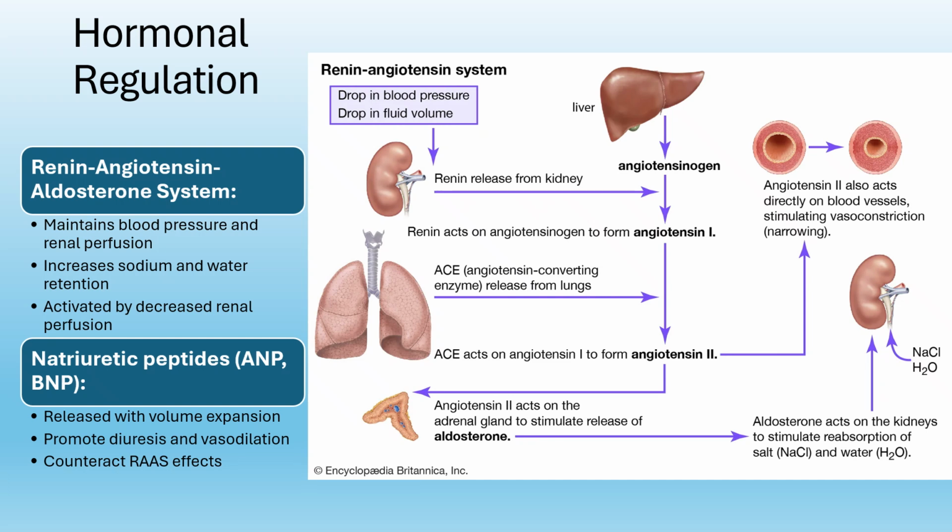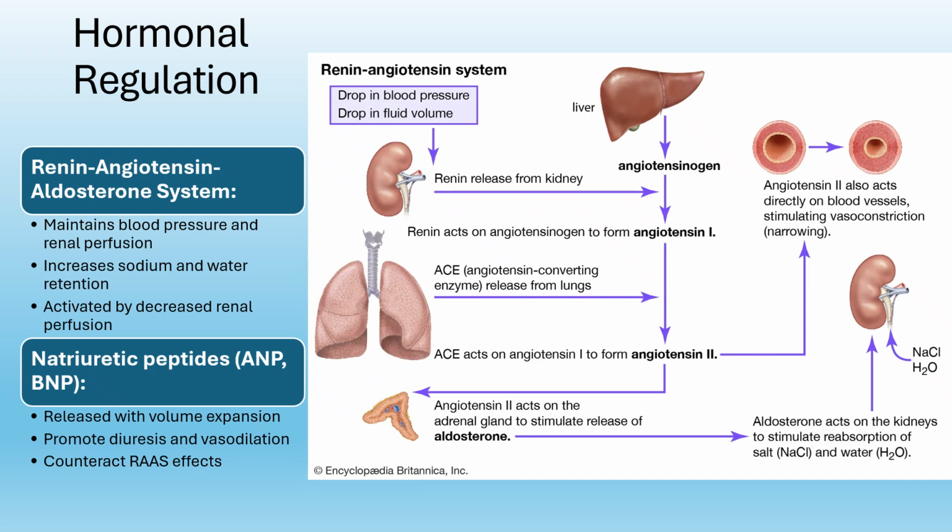Renin converts angiotensinogen to angiotensin 1, which then becomes angiotensin 2, a powerful vasoconstrictor that immediately raises blood pressure. But the system doesn't stop there. Angiotensin 2 triggers aldosterone release from the adrenal glands, causing the distal tubules to retain sodium and water, further supporting blood pressure. Here's where it becomes clinically relevant.